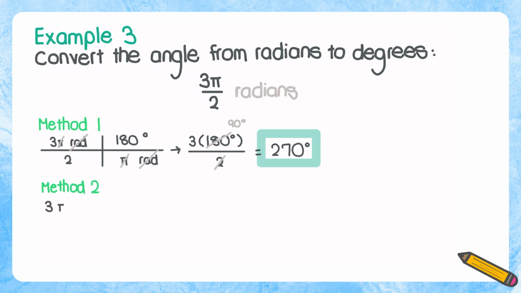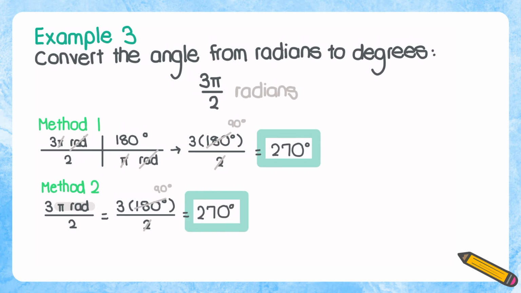So this is where we simply replace pi radians with 180 degrees. So we have 3 pi radians over 2. But this pi radians part becomes 180 degrees. So we have 3 times 180 degrees over 2. And the following steps are similar to what we just did in method 1. And we get 270 degrees.